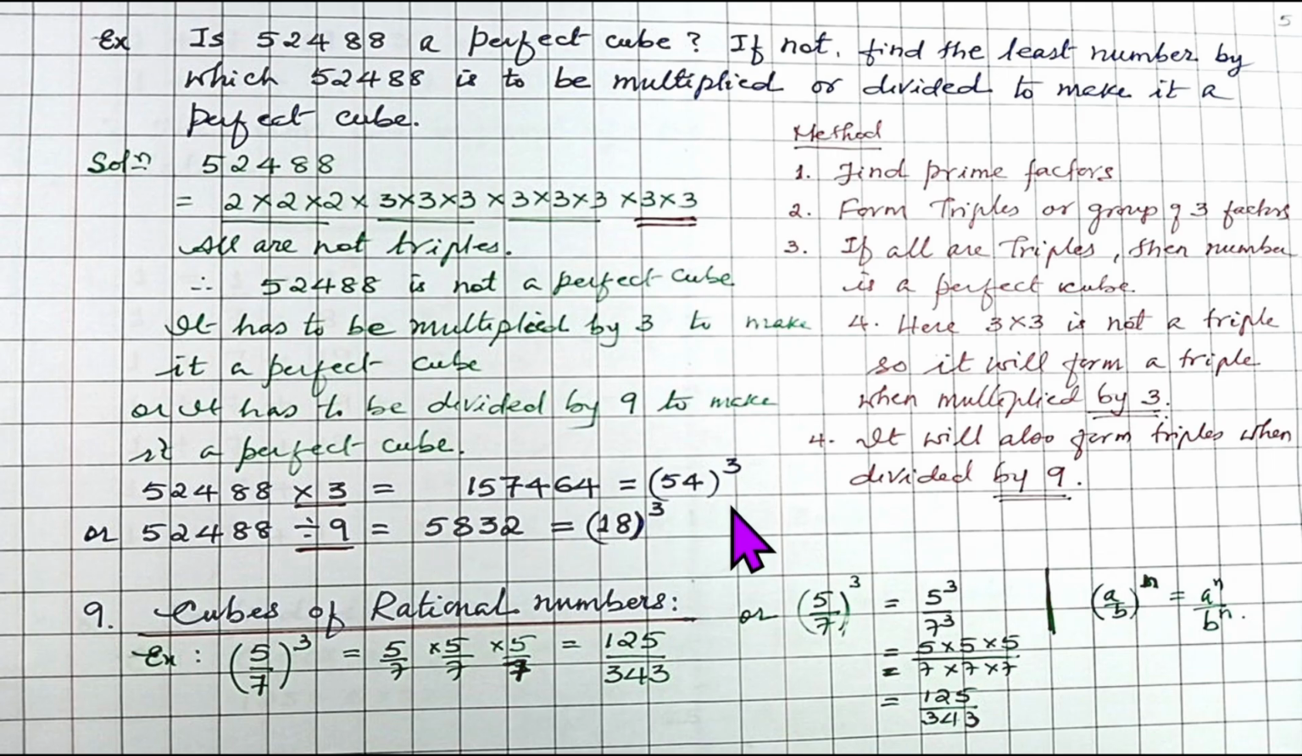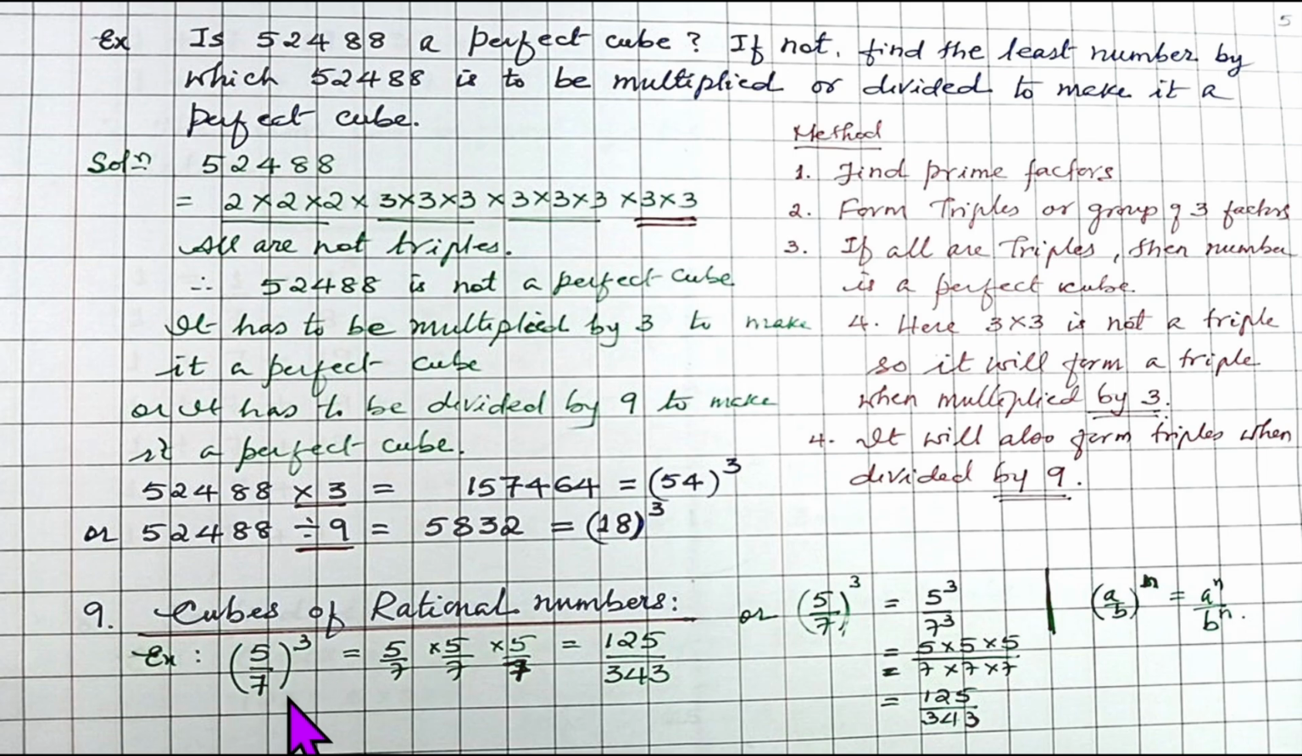So therefore, the method of finding out whether a number is a perfect cube or not, the factors method is an excellent method. And also to make it a perfect cube, either you divide, which is not a triple, or multiply the required digits to form a triple. So that is the procedure I have given here. So please follow that, and I have explained it. Okay, remember that.